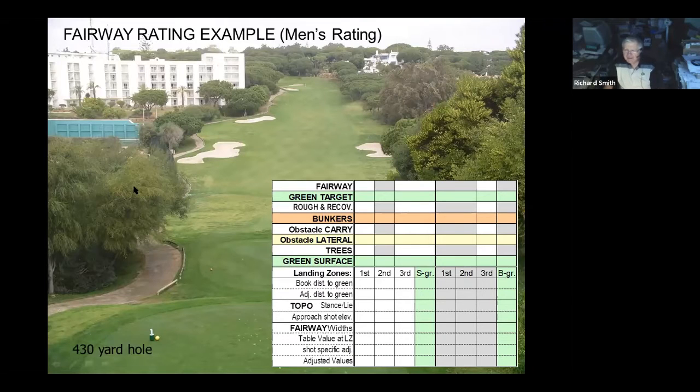So here's an example. We're going to be using the MINS rating here. You can see down here, overall, it's a 430-yard hole from the tees that we're measuring here. So there's our first landing zone, our landing zone for bogey, 42 yards wide. And here's where we put it on the obstacle form.